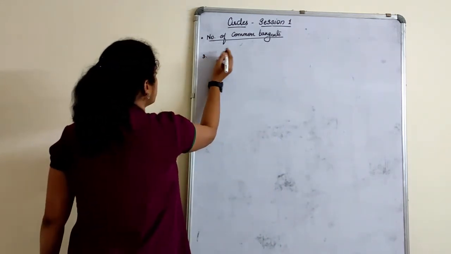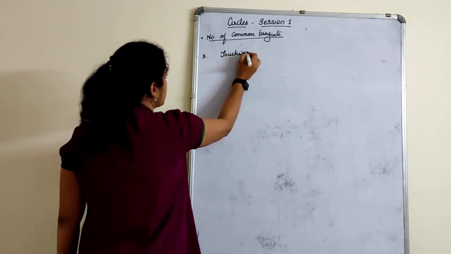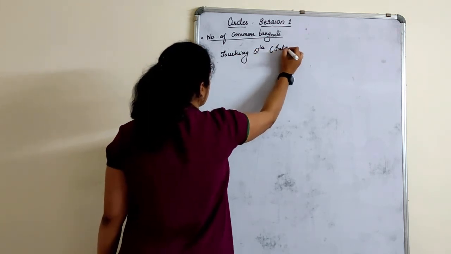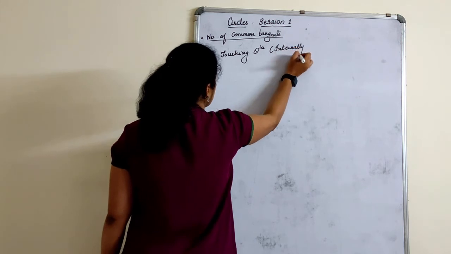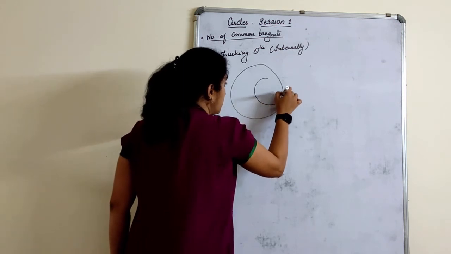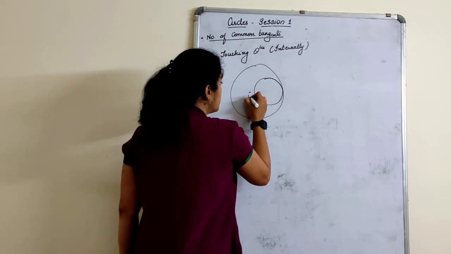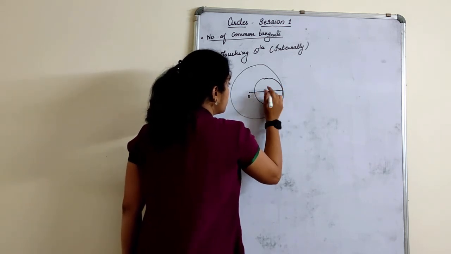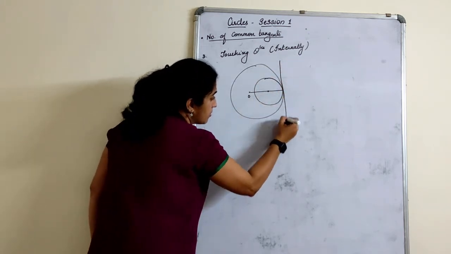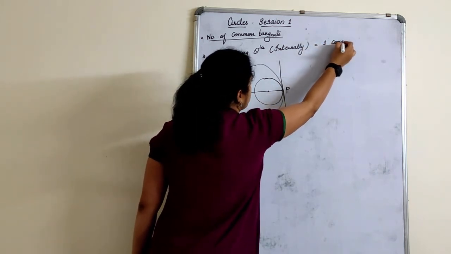Third one, touching circles internally. This is one circle. All this should be drawn neatly with a compass. So this is one here. So this is another circle with a radius here. Whatever. How many can you draw? This is point of contact P. One common tangent.